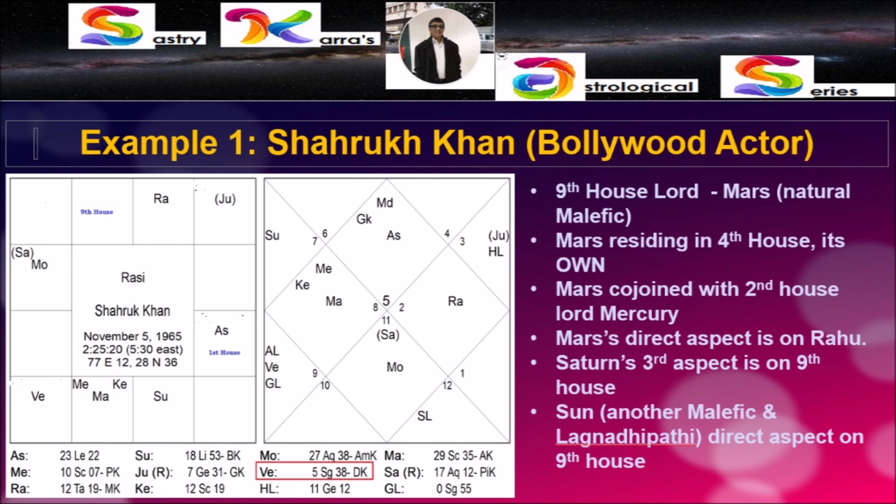Here is the first one, the famous Bollywood actor Shah Rukh Khan. If you look at Shah Rukh Khan's birth chart, let's start with the Rashi Lagna. What is the Rashi Lagna? Sun is the Lagnadipati. In the first house nothing is there, but if you look at it, Saturn is exactly in the 7th house from Rashi Lagna. That means a malefic planet is aspecting the Dushtana.